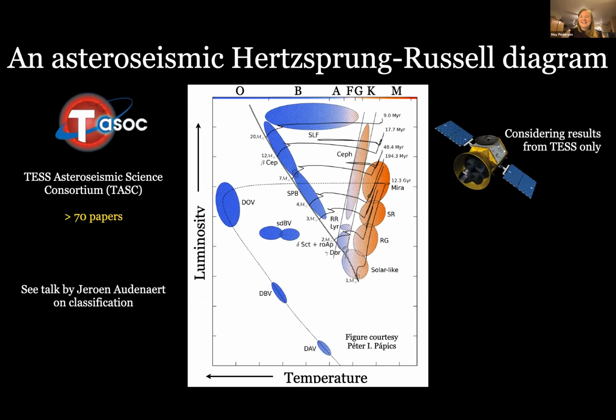Now, for the remainder of this talk, I'm going to take you on a tour through the asteroseismic HR diagram, which might be a bit more of a sprint. So hold on tight, I'll say.